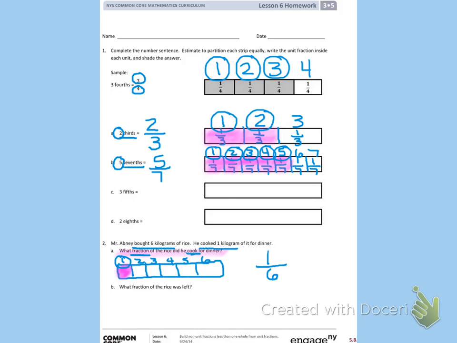Now when I'm doing a story problem, I always read, draw, write. So now I have to answer the question, what fraction of the rice did he cook for dinner? He cooked 1/6 of the rice for dinner.